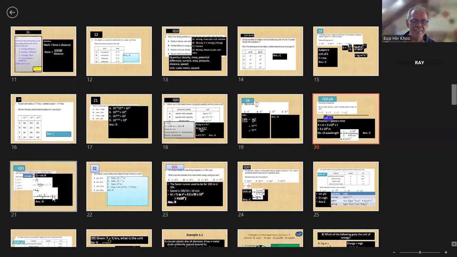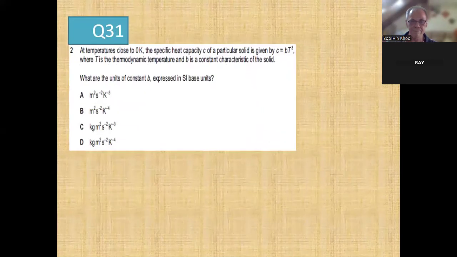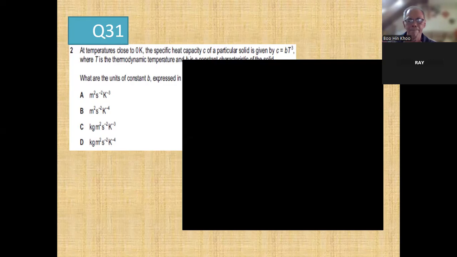Number 31. At temperature close to 0 Kelvin, the specific heat capacity C of a particular solid is given by C equals B T cubed, where T is the thermodynamic temperature and B is a constant characteristic of the solid. What's the unit of constant B expressed in SI base units?